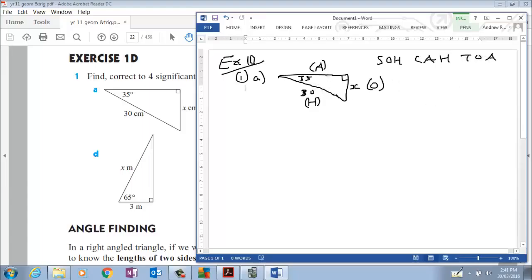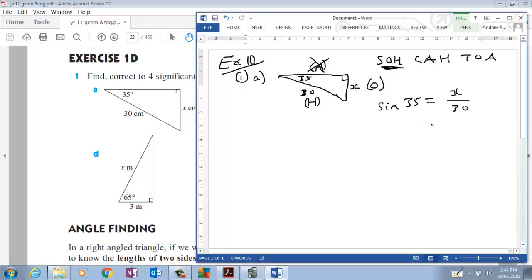Now in this question we don't know adjacent, we just want something with hypotenuse in it and opposite in it, so we can find the x, the opposite. Now the one that's got that is this one here, sine. So we're going to write sine 35 equals opposite, which is x, divided by hypotenuse, which is 30.